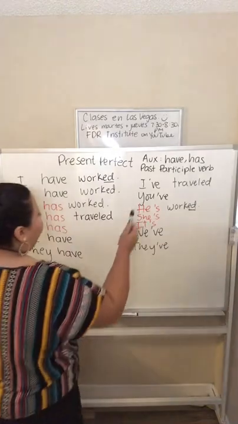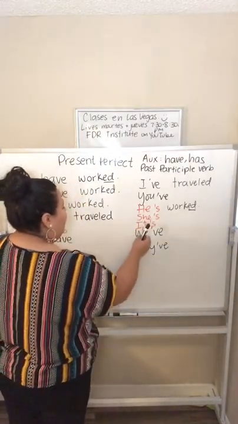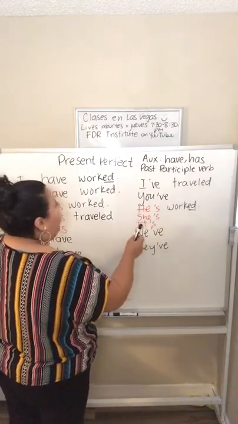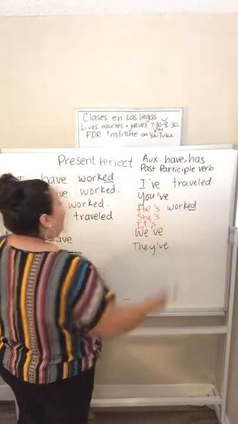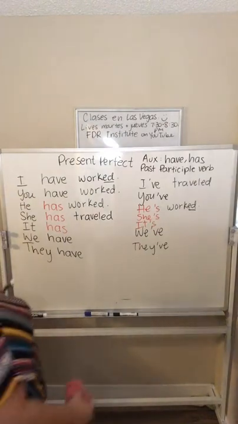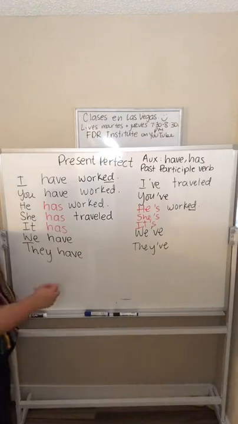But so let's say, he's worked, she's worked, it's worked, ha trabajado. Right? Él ha trabajado, ella ha trabajado. I've traveled, he viajado. O I've worked, he trabajado. Now, I'm going to erase over here. Voy a borrar solo este verbo de aquí, guys. You ready? I'm erasing. Voy a borrar.